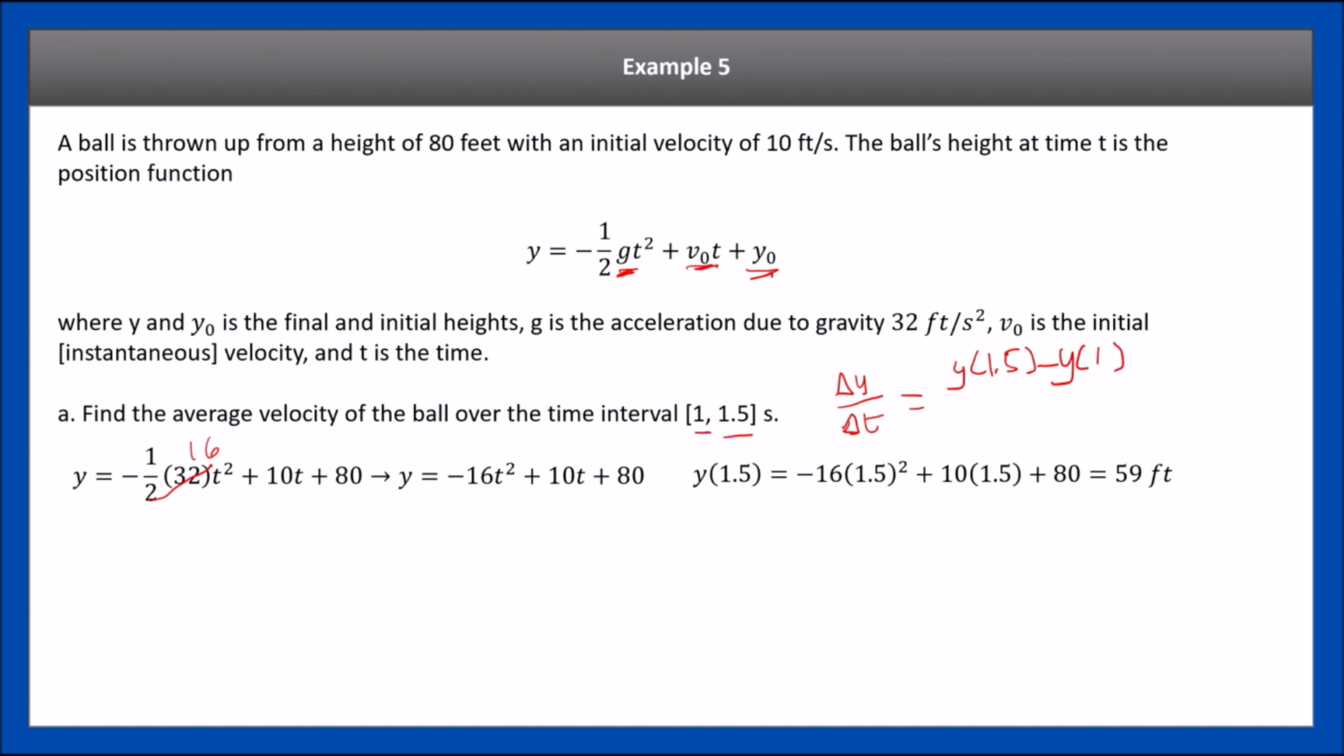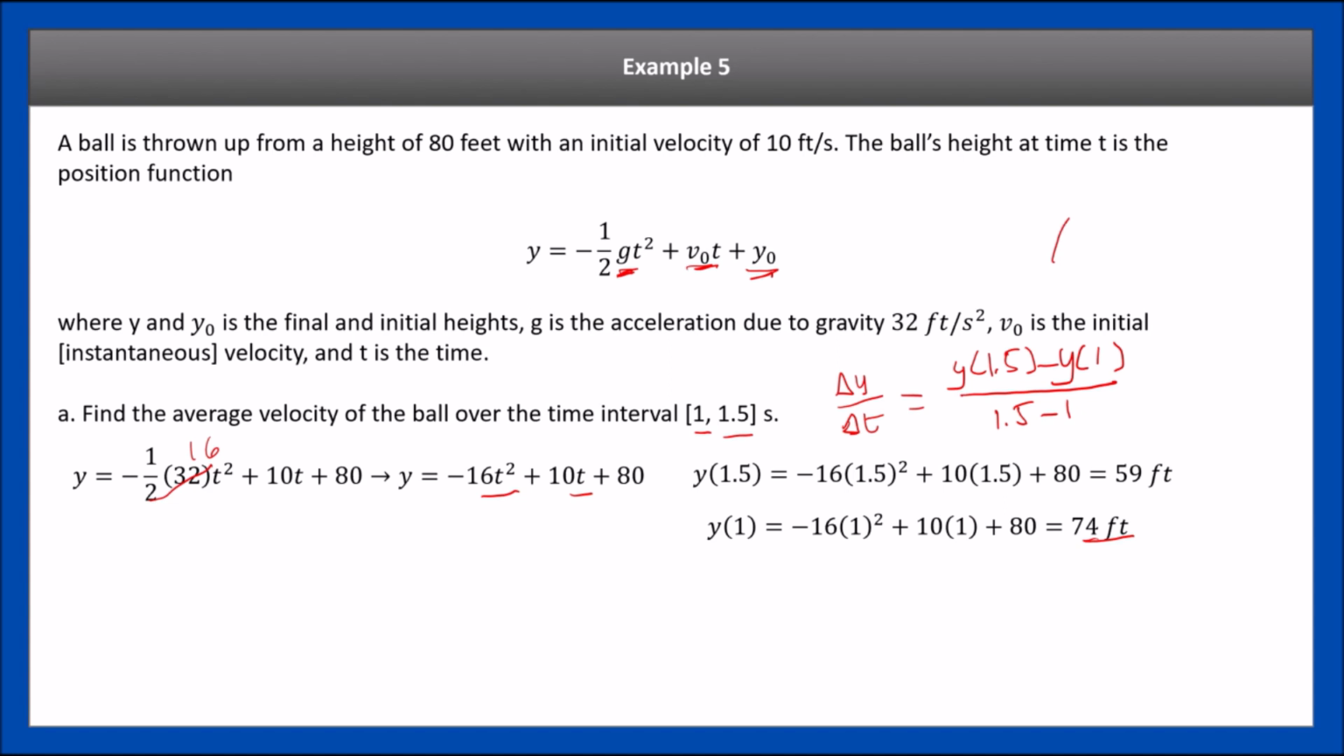So we're going to subtract y at 1.5 seconds minus y at 1 second, and then divide by the time period from 1 to 1.5 seconds. Okay, that's our average velocity. So we need to find y of 1.5. Plugging 1.5 in for t in the position function gives us 59 feet. Then y of 1 gives us 74 feet. So at 1 second, it starts out at 74 feet, and then at 1.5 seconds, it's at 59 feet.